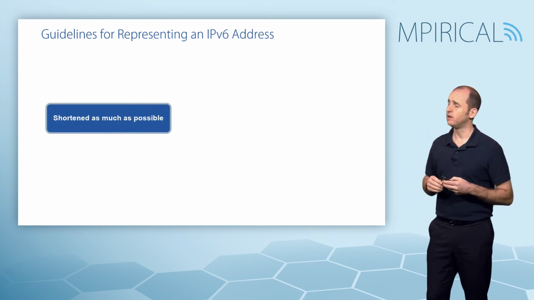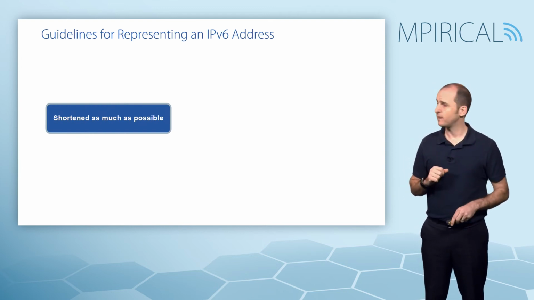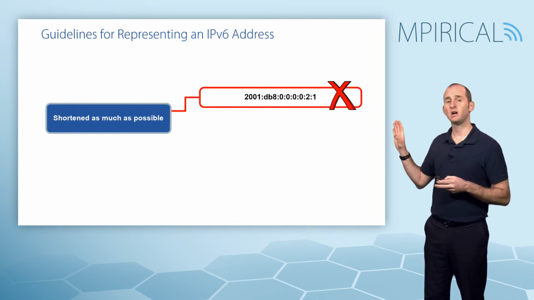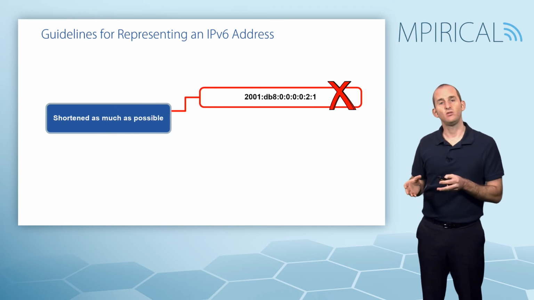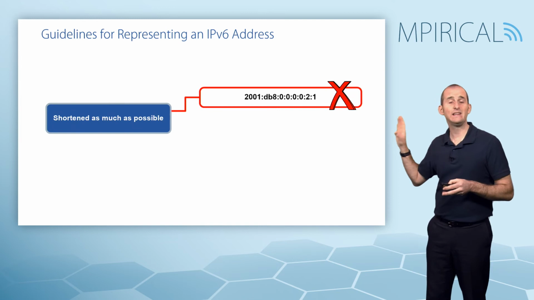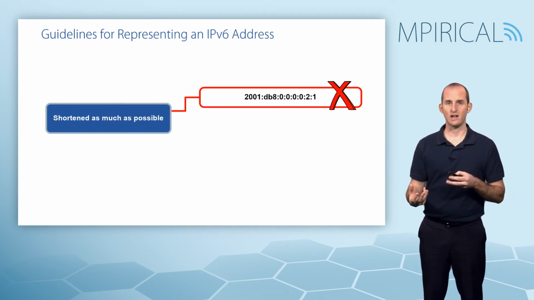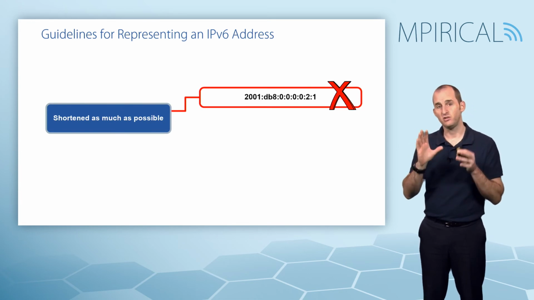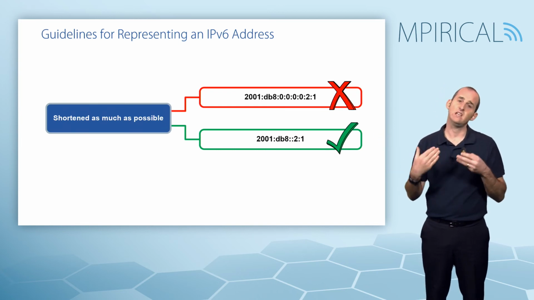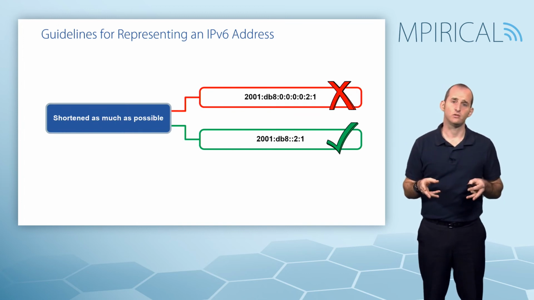Our next rule is that the address should be shortened as much as possible. So here's our example. In this particular example then, we have a number of consecutive 0 16-bit blocks. Now you can see that we have used leading 0 suppression. So we have started to shorten this address, but remember that we can also use the other technique of using a double colon to shorten this address even further. So where possible, the address should be shortened.